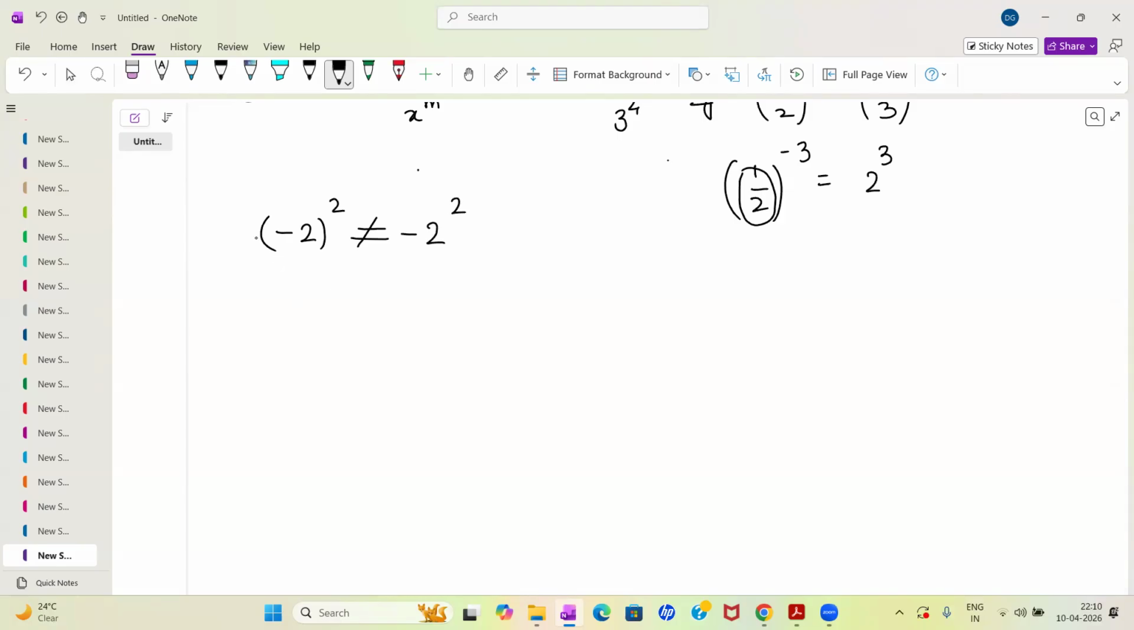When we put a bracket around minus 2 and then do the square, it can be written like minus 2 into minus 2. And we know that minus into minus becomes plus and 2 into 2 is 4. So the answer is 4. But here it is not written in the bracket. So the minus will be alone and 2 square is 4. So it is minus 4. Just remember not to make these mistakes.